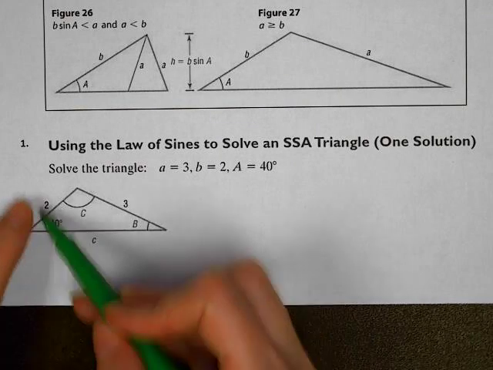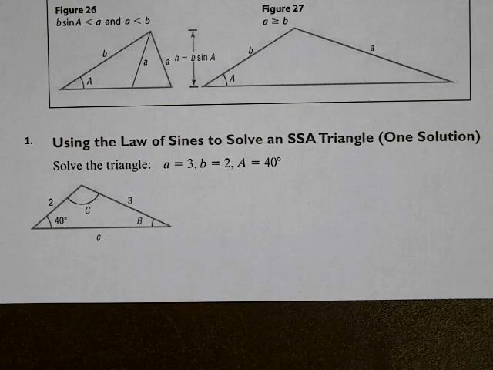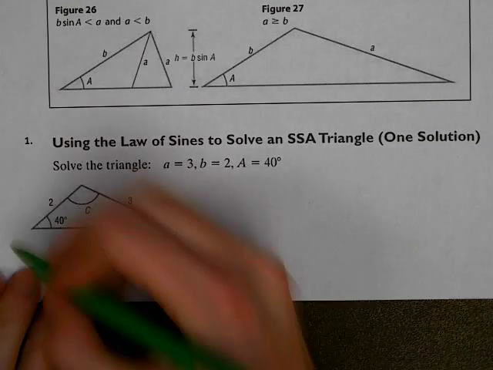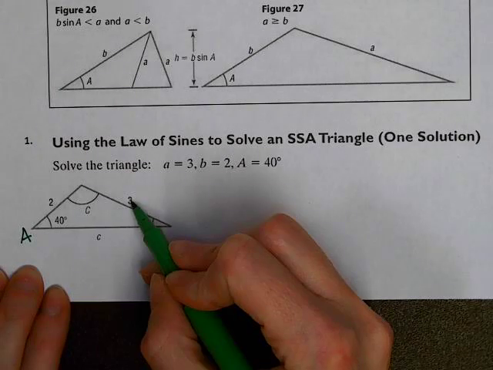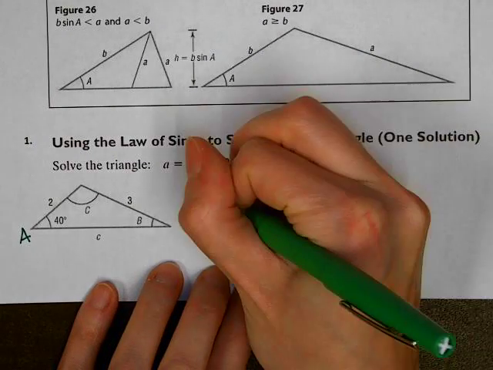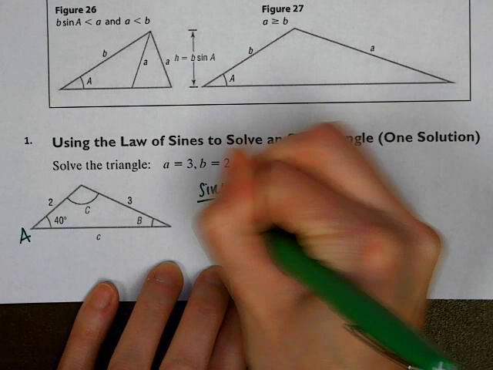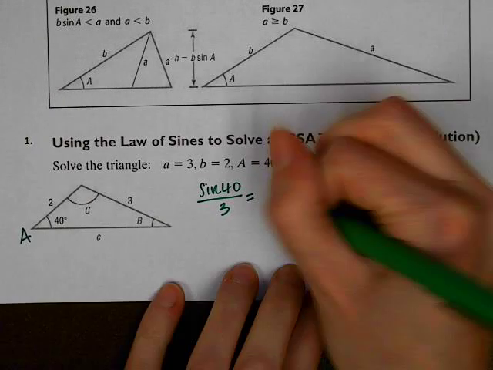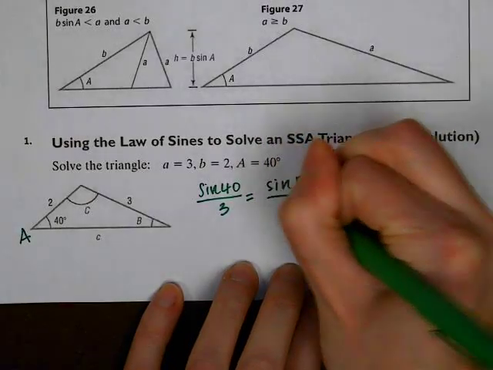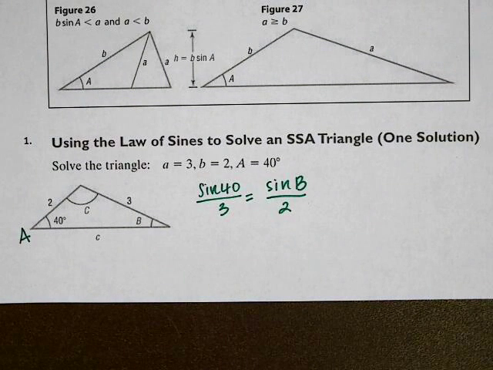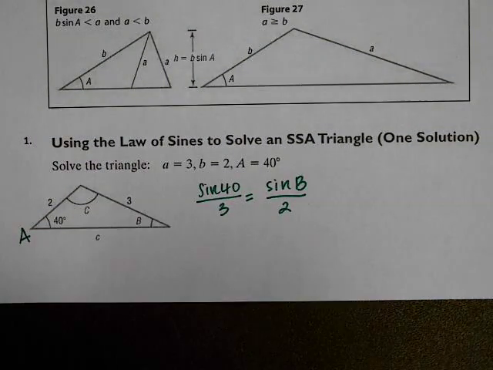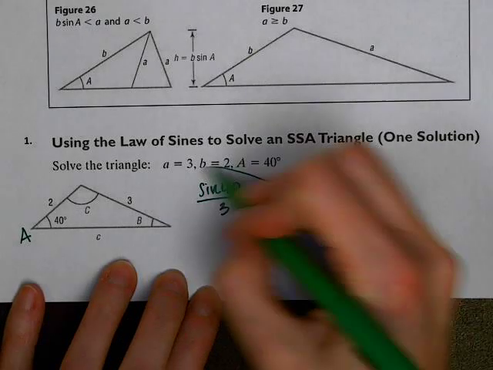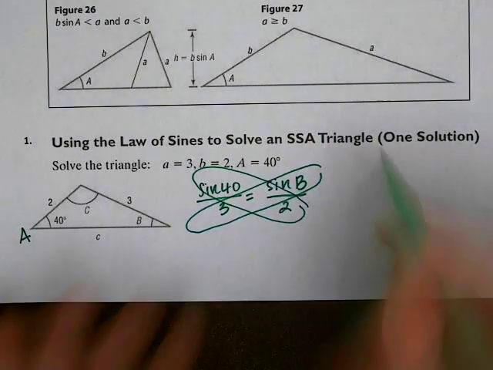Notice we have ASS, angle, side, side. So we're going to try to solve it by law of sines and see how many triangles we end up getting. Okay, so because we have angle A and side A, I definitely want to use those. So sine of 40 over 3 equals, and then I'm going to use the B's because I have the side. So sine of B over 2. All right, so we're going to cross multiply and then divide. So we're going to multiply these and then divide by 3.